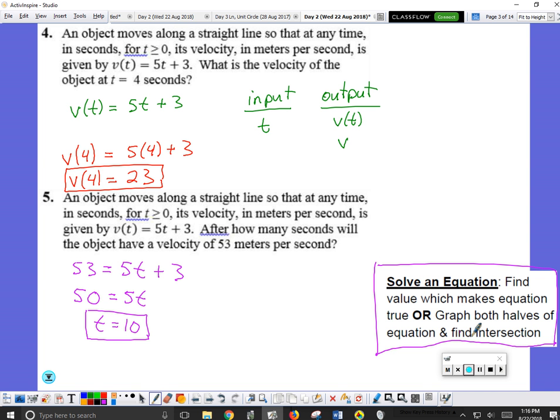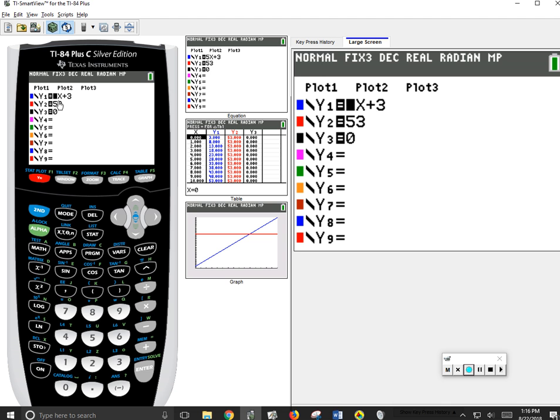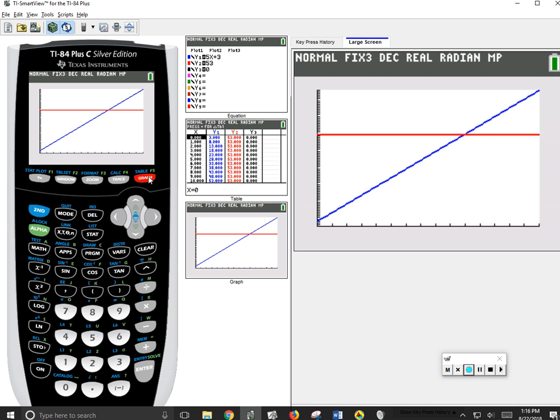So when I say graph both halves of the equation, here's what that means. Grab my calculator. I draw one graph, which is the right half of the equation. Then I draw the other equation, which is the left half. And then I simply plot them. It's just a bunch of dots. Here's the dots that represent the formula. These dots all have an output value of 53. When they intersect, I know the time is 10 and the value of the velocity is 53. So I find the intersection. Any questions coming to mind from anybody?